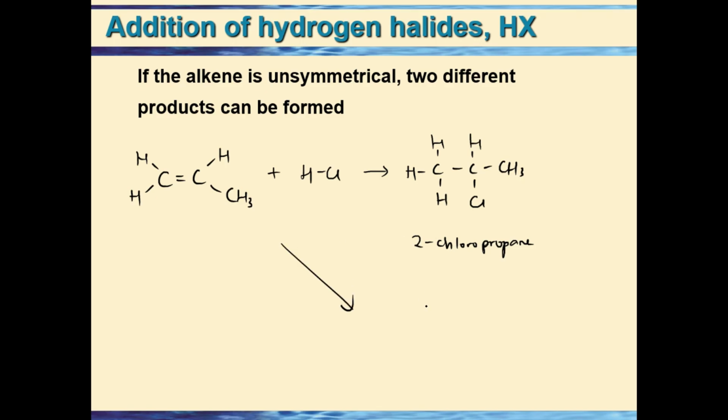Now, let's do another one. This time, we'll do it differently. I will put this hydrogen to the carbon on the right hand side and this chlorine to the carbon on the left. Let's name this product. Now this product is called 1-chloropropane. So the names are different. We get two different products. They are not the same anymore. So if alkene is asymmetrical, the question might ask you to write all possible organic products. So you need to write both of these.